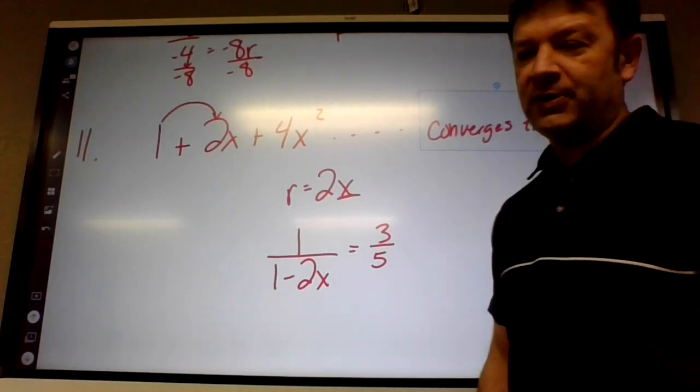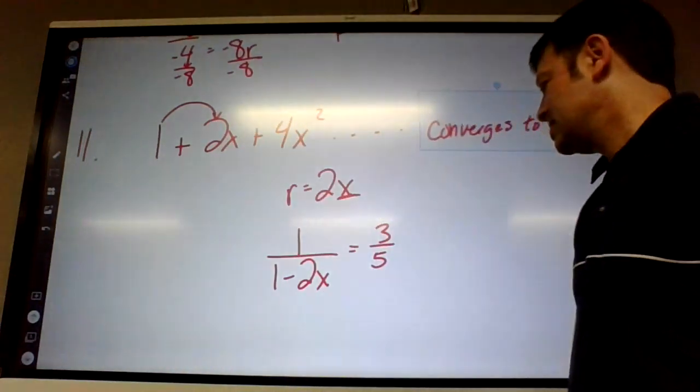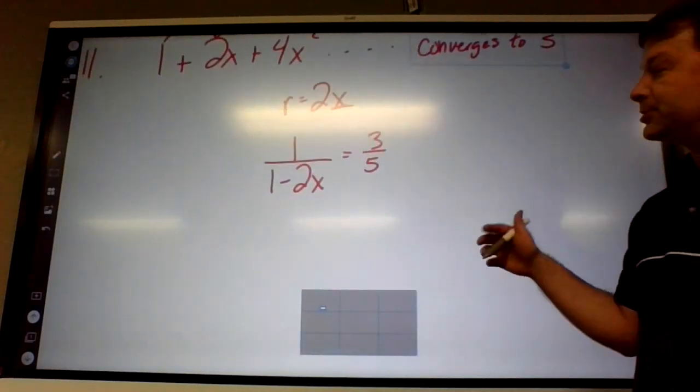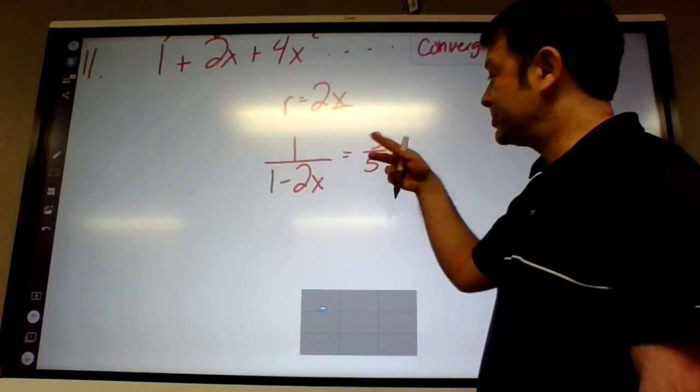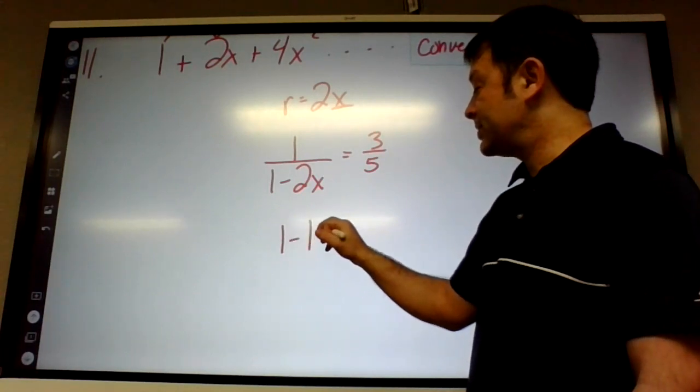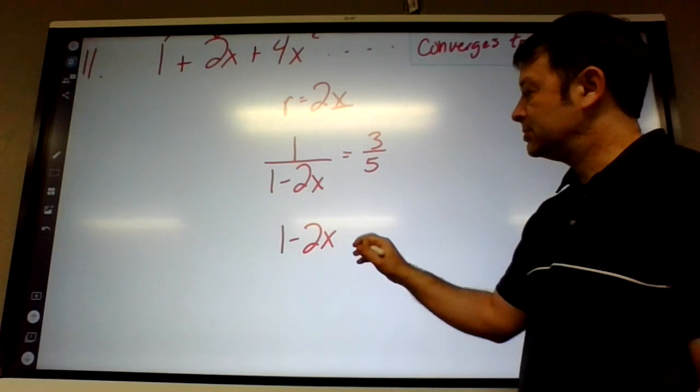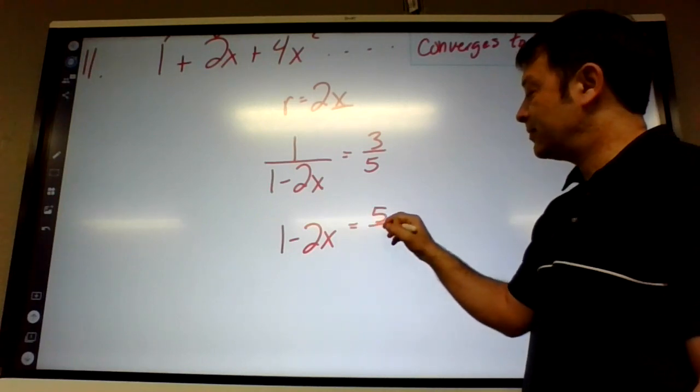Did they just say solve for x? Yeah, okay. All right, so kind of the same as the last one, we could flip them upside down. That might be easier on this one. Because the left side would just be 1 minus 2x over 1, and this would just be 5 over 3.